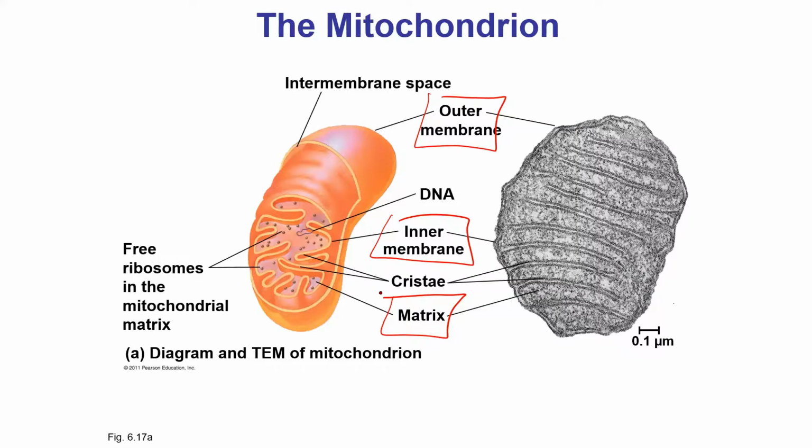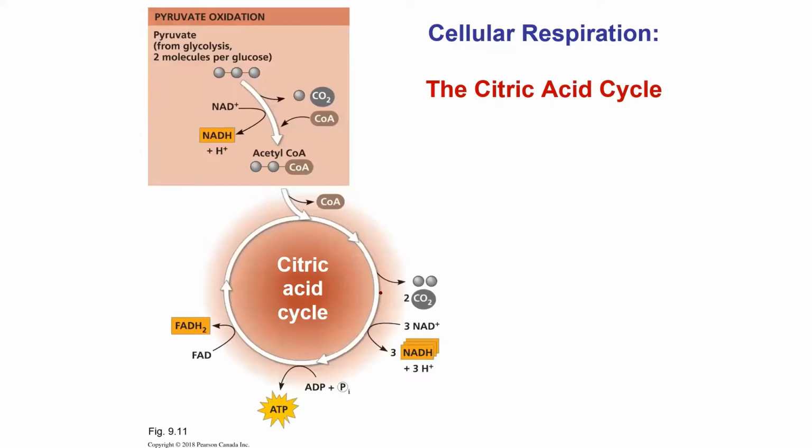So the matrix, this is where we're going now with the citric acid cycle. Here's the citric acid cycle. You can see up at the top we have pyruvate oxidation. We're going to take acetyl-CoA and break that down, and we're going to make some more NADH, some ATP, and that other electron carrier, which is FADH2. All the carbon is going to get released as carbon dioxide.